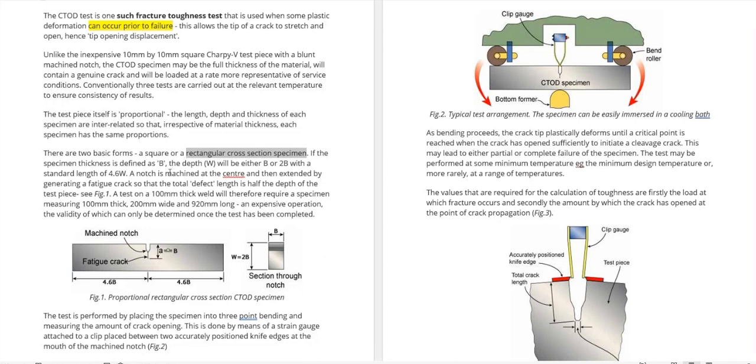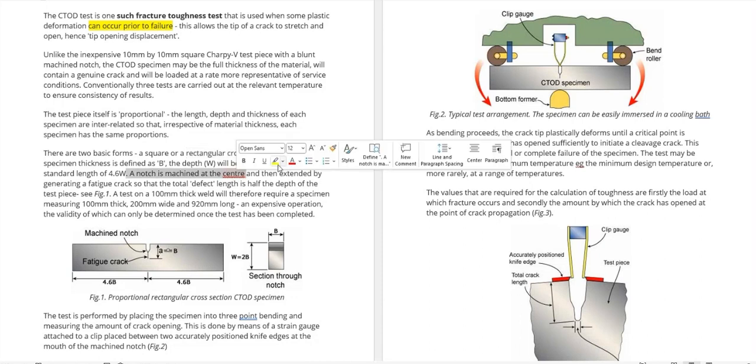If the specimen thickness is defined as B, the width will be either B or 2B with a standard length of 4.6 times this B. A notch is machined at the center. Here you can see this is the notch, and it's machined at the center, and extended by generating a fatigue crack. This is the fatigue crack, so that the total defect length is half the depth of the test piece. So here we can see this a is approximately equal to half the depth. This is the test piece, 2B is the depth, so approximately B is the notch location with the fatigue crack depth, the defect length.